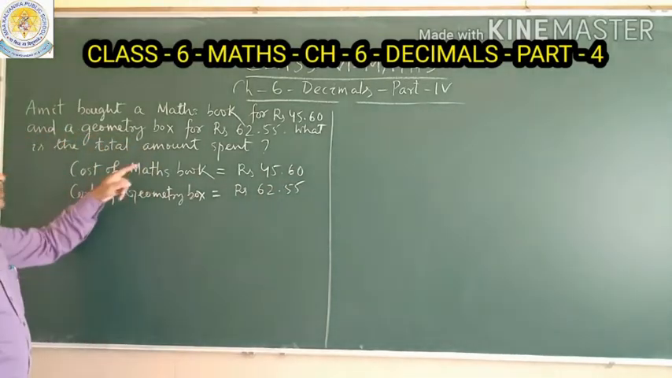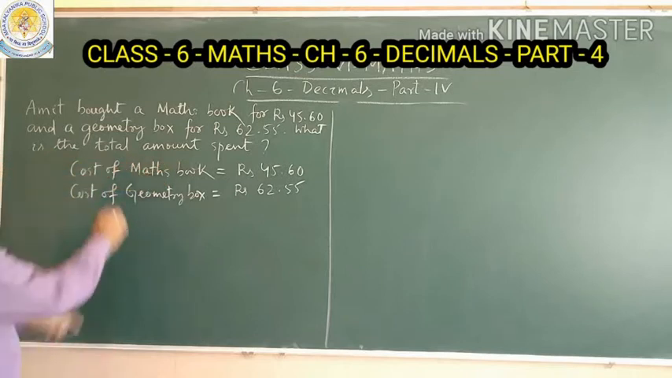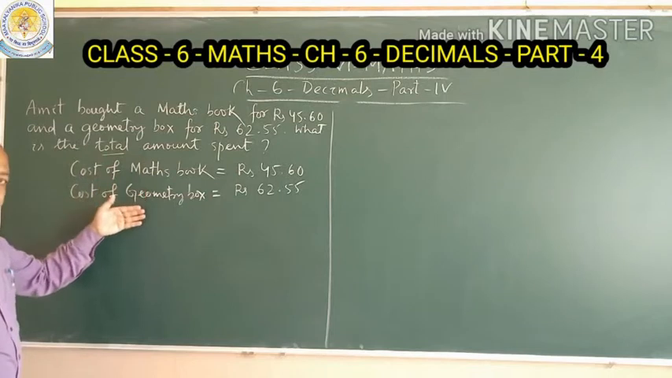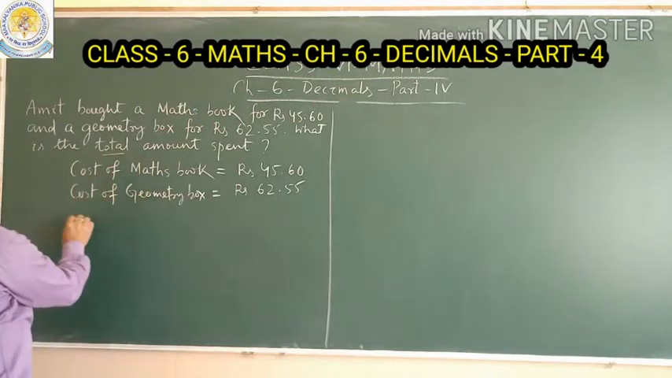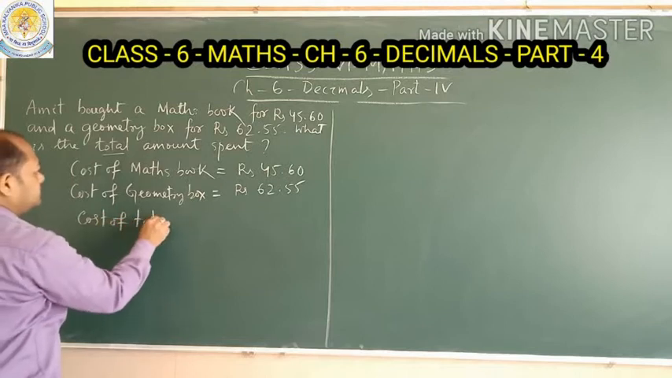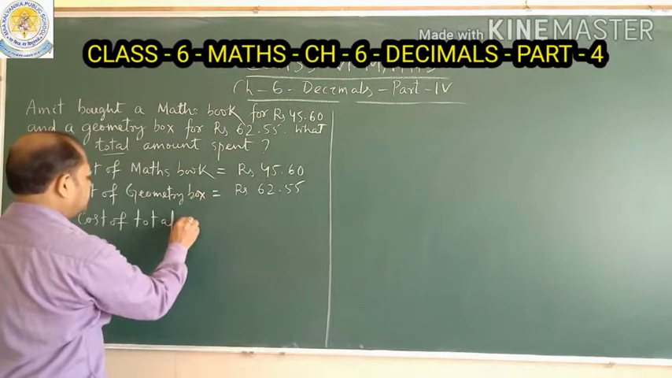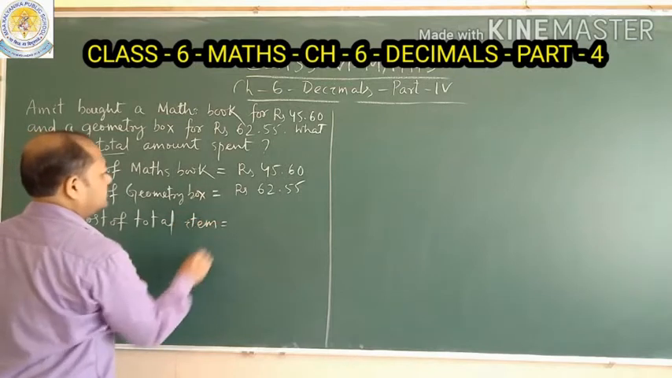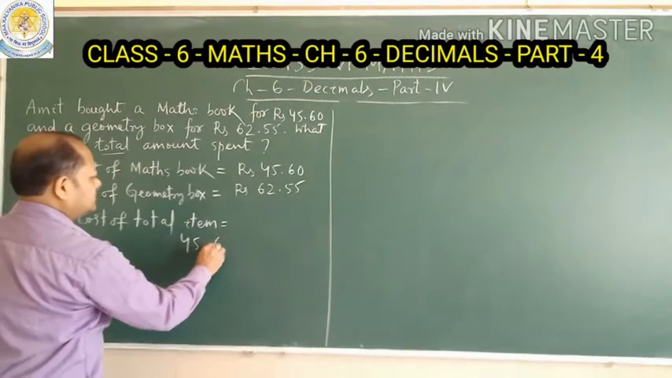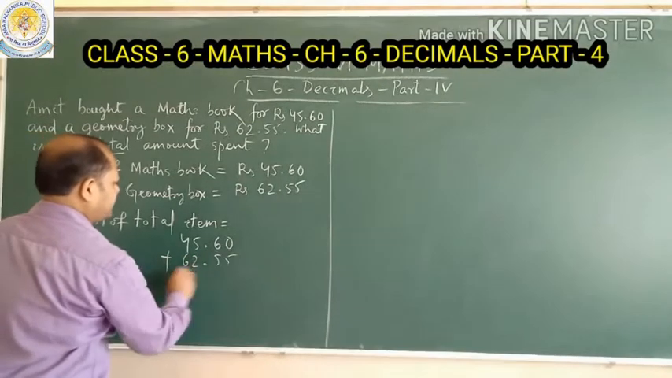And finally, what is the question asking? What is the total amount spent? Look at here, the word total is given. That means you have to find the addition. So the cost of the total items is equal to just adding both: 45 rupees 60 paise plus 62 rupees 55 paise.